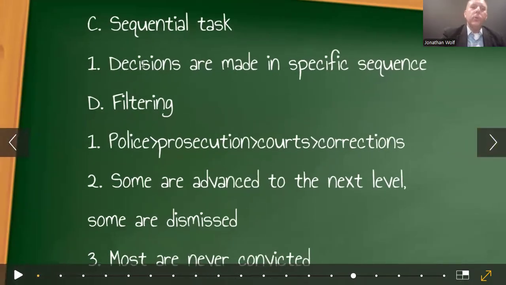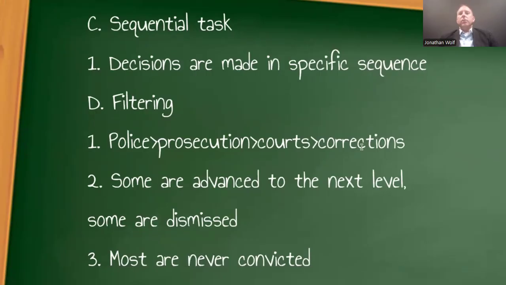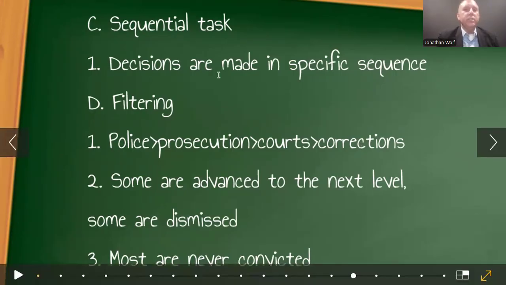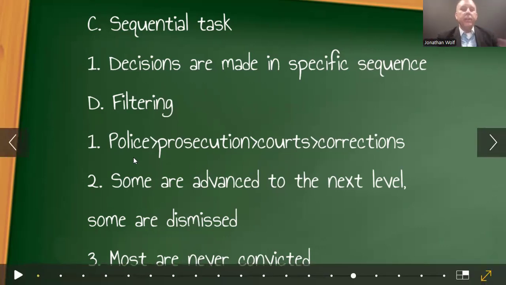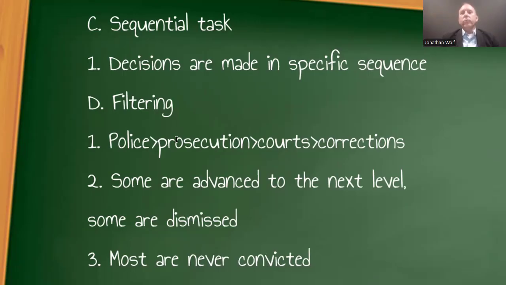Okay, moving on. So in the criminal justice system, things are also done in specific orders. I have up here a sequential task. Decisions are made in a specific sequence. And we talk about filtering, and all that means is that, as we said before, if you're looking at this as a system, right? So we have police, prosecution, courts, corrections in that order. When police make an arrest, some cases are advanced to the next level. And what does that mean?